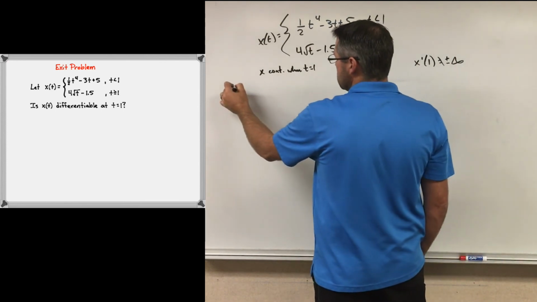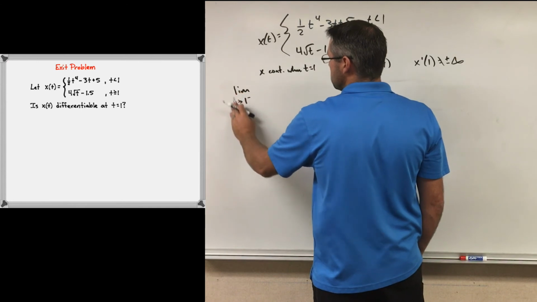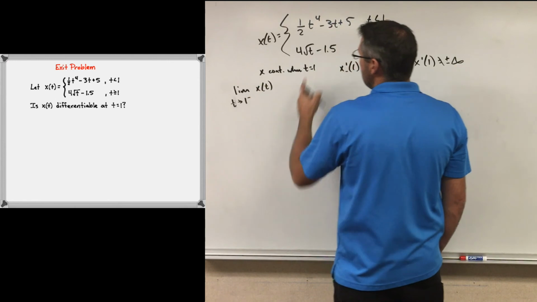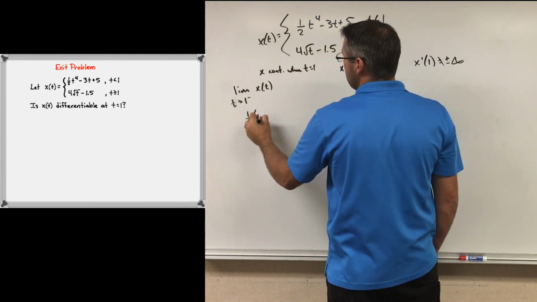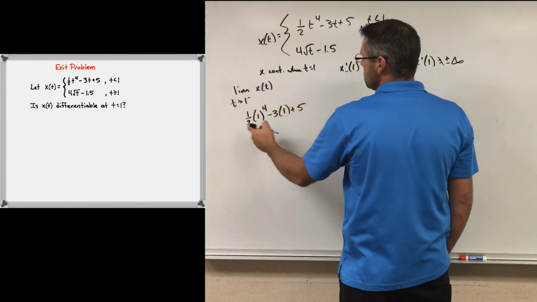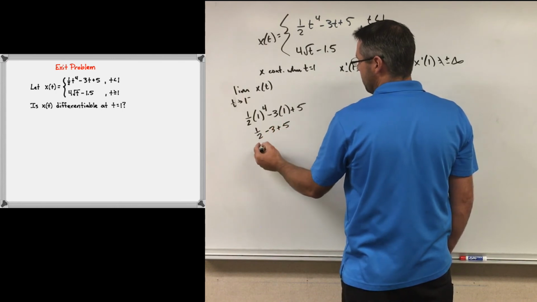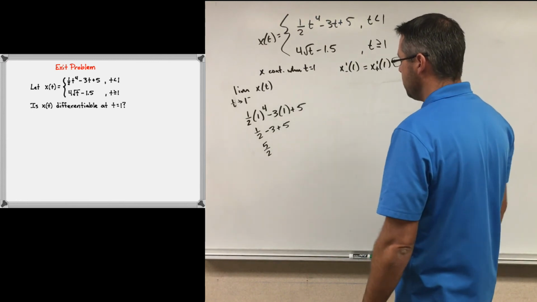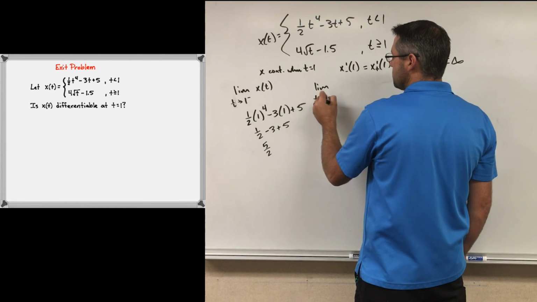So the first thing I'm going to do to check for continuity is the limit as t approaches 1 from the left of x of t. Plugging in 1 to the top, we would end up with 1/2 of 1 to the 4th minus 3 times 1 plus 5. So we got 1/2 minus 3 plus 5, so that's 2.5, or 5 halves. Okay, we got to check our limit from the right.